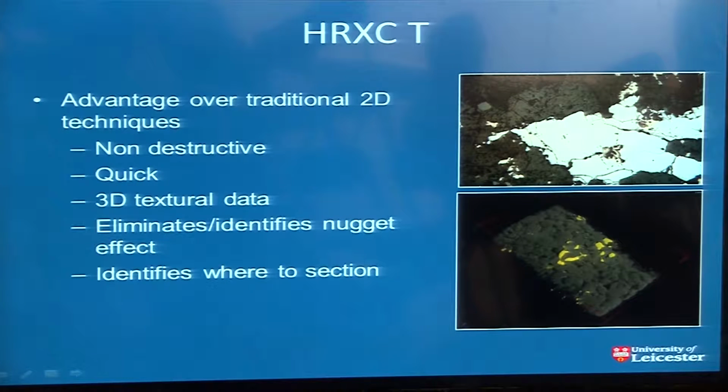Pretty good if you have very nuggety ores, where if you cut a random section, you may or may not go through your nuggets of gold or whatever.